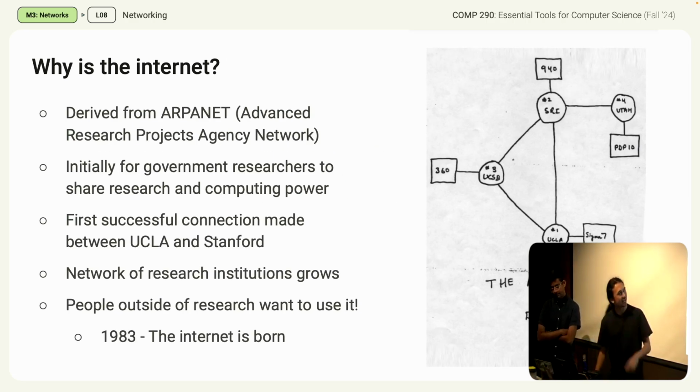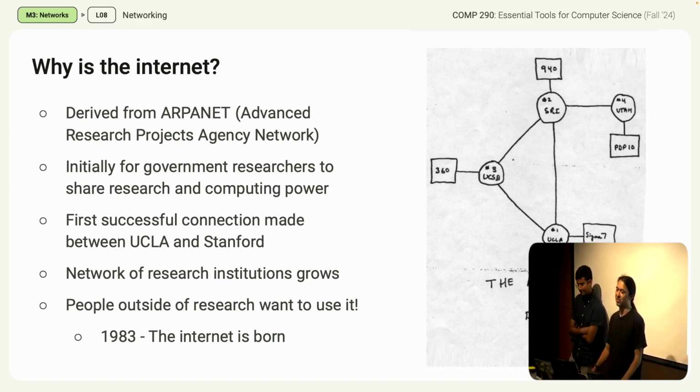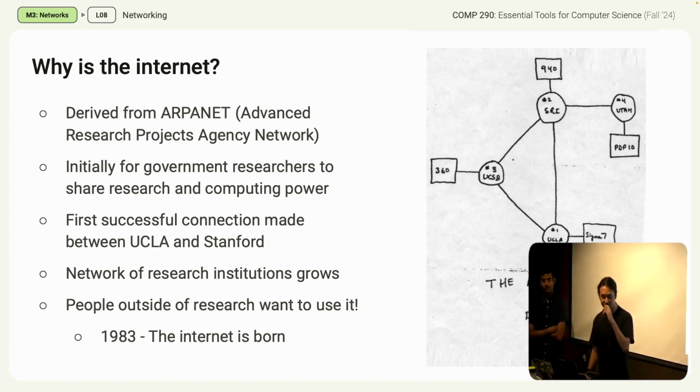So we'll start here, a little bit of history for the internet. So why is the internet around? Or just why is the internet? It's derived from this original thing called ARPANET, which stood for Advanced Research Projects Agency Network. And that actually came out of the Department of Defense back in the end of the 60s and early 70s, so very old. And the initial purpose for that was government researchers to share research and computing power.